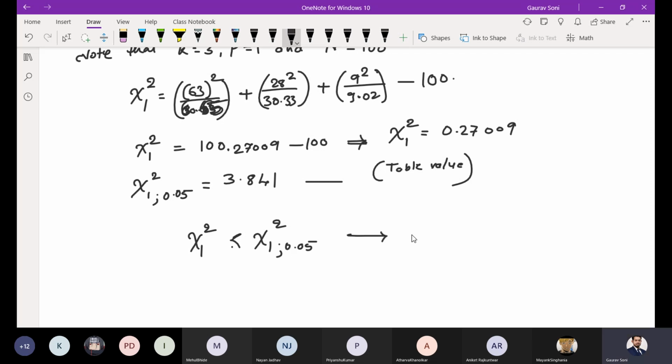So what is our conclusion? Accept the hypothesis. We accept H naught at 5% level of significance.